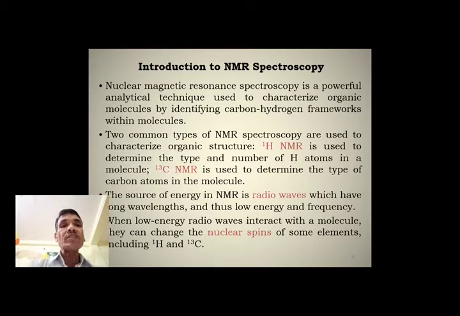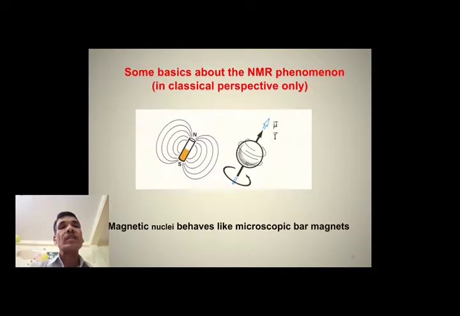The source of energy in NMR spectroscopy is the radio frequency region, that is radio waves, which have longer wavelengths. Therefore, it has low energy and less frequency. When these low energy radiations of radio waves interact with a molecule, they can change the nuclear spin of some elements, including hydrogen and carbon, that is C13. Here you will see a nuclei.